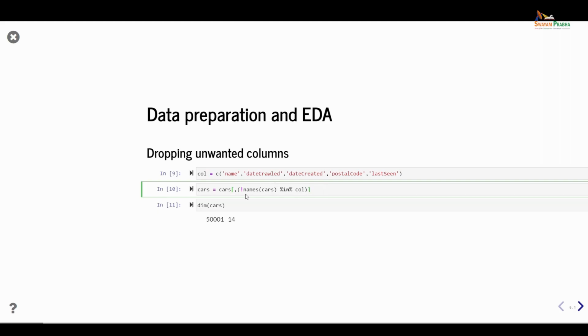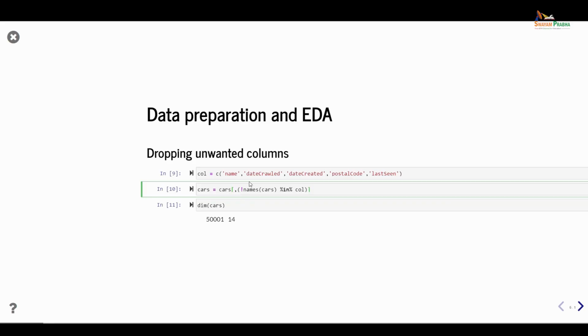So names of cars gives us the column names. When I add an exclamation mark ahead, it means I want to drop certain column names. So drop the columns from cars which are present in the variable col. Now we know here that col consists of the variables that we already want to drop. So that is a set of all string values. Now names of cars also returns string values because it returns the column names.